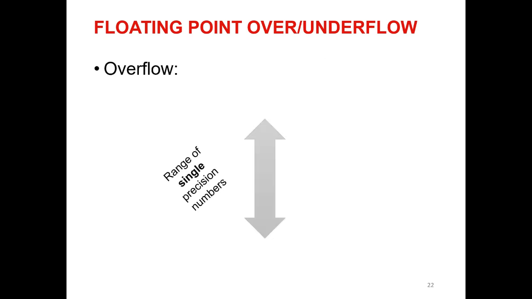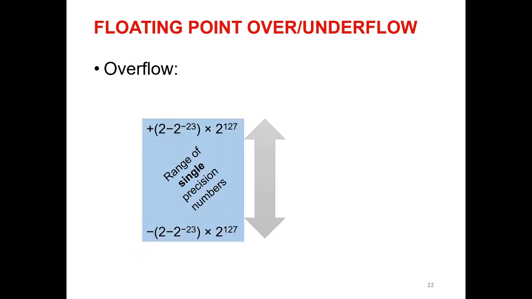So graphically, imagine we have the range of single precision numbers. We have this maximum value. Remember, the 23 is the number of bits of the significand, and the 127 is the number of positions I can represent with the 8 bits of the exponent. And then the smallest value I can represent is the same, but negative. Okay, so this will be for single precision.